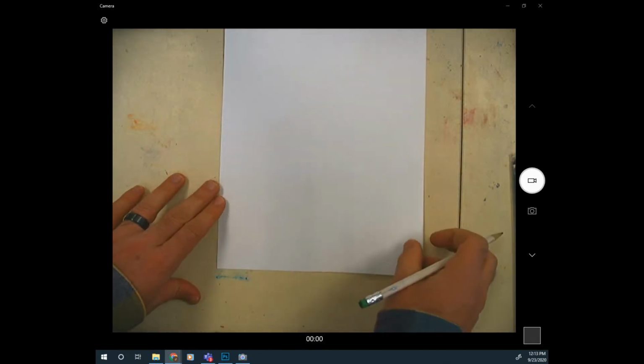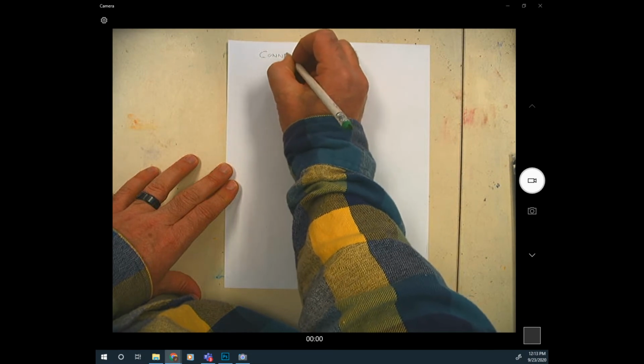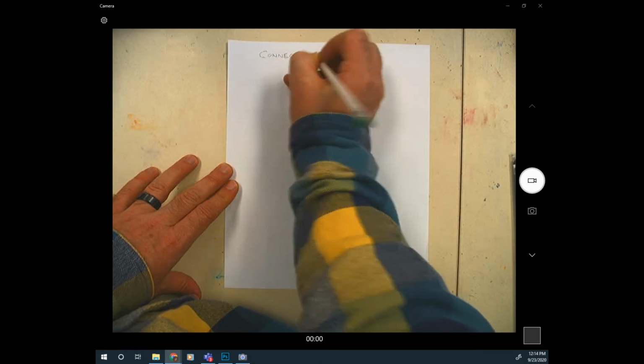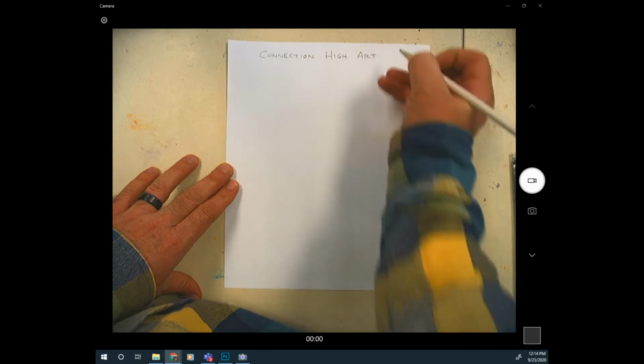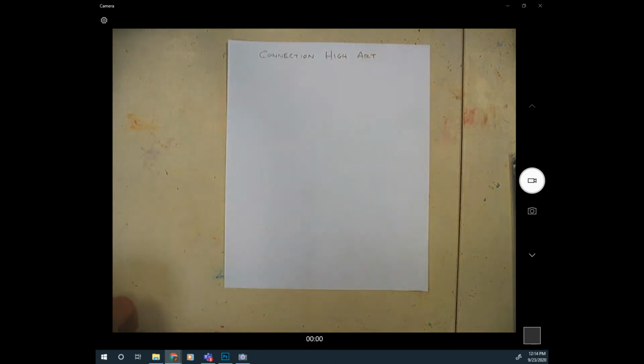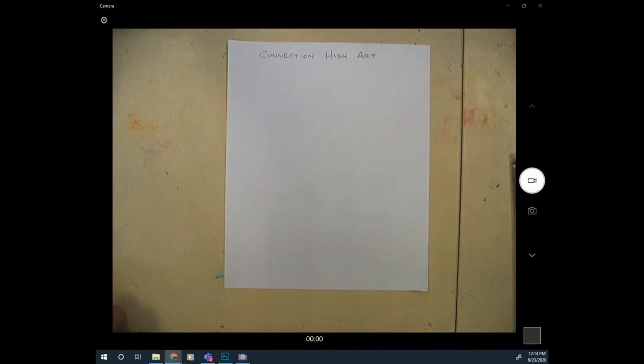And I want you to write across the top of your paper, Connection High Art, however you would write it. Now, if you were in the classroom, I'd have you get up and walk around and look at everybody else's writing of Connection High Art. If you're at home, just imagine that you're talking to somebody else and they did the same thing and you look at how they wrote it. Or you could actually have somebody at your house write Connection High Art and just compare.